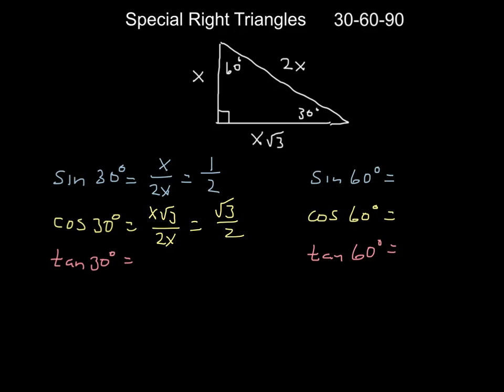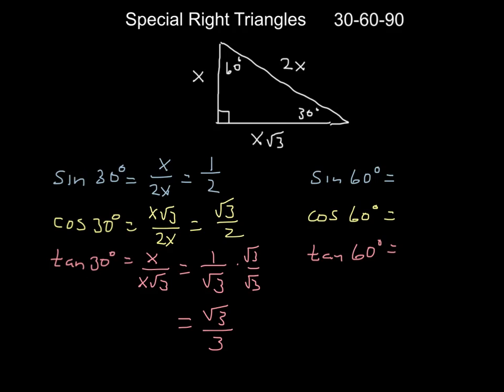The last one is tangent. Tangent is opposite over adjacent. So here's our opposite. There's our adjacent to 30 degrees. And so I know the tangent in this case is going to be x over x square root of 3. Well, if I reduce it, I get 1 over the square root of 3. And if I'm going to rationalize that denominator, I need to multiply top and bottom by square root 3. And I get that the tangent of 30 degrees is square root 3 over 3. Those are the exact values for the sine, cosine, and tangent of 30 degrees.